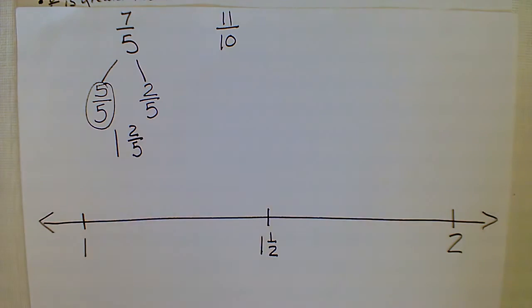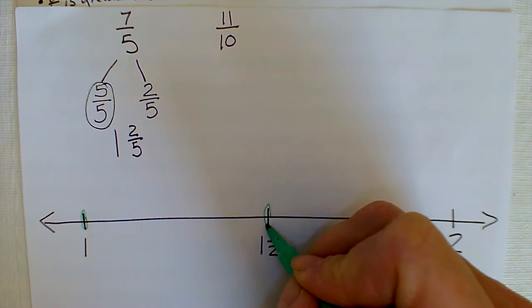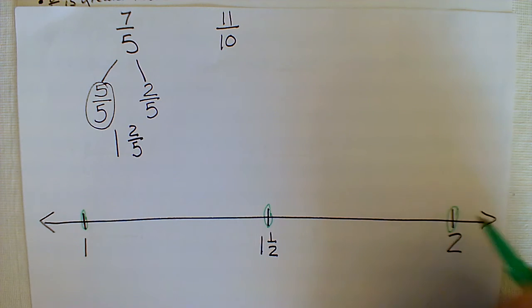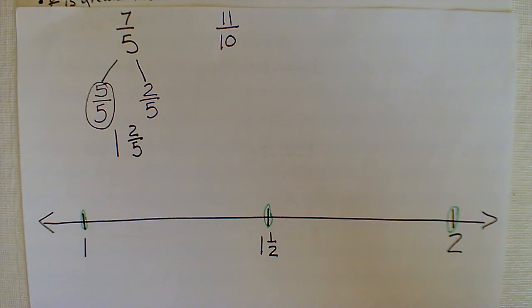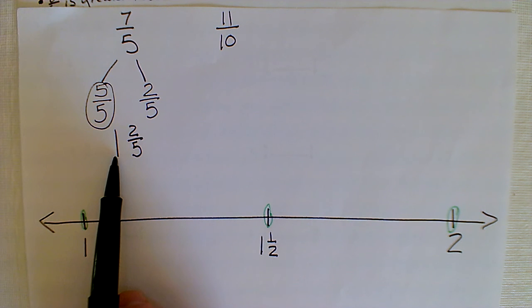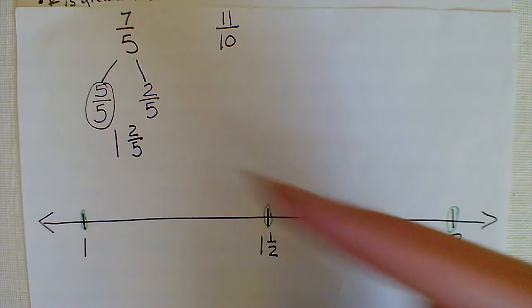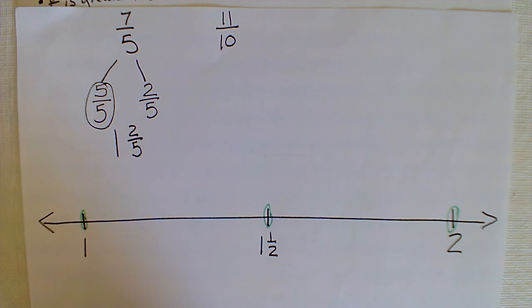Because things might get a little messy, I'm going to circle those just so that they stay fresh, and we know exactly where those benchmarks are. I like to make them green or some other color. Green is just handy right now. So 1 and 2/5. I already have my 1. This is my 1. My 0 is way down there somewhere, but my 1 is right here.